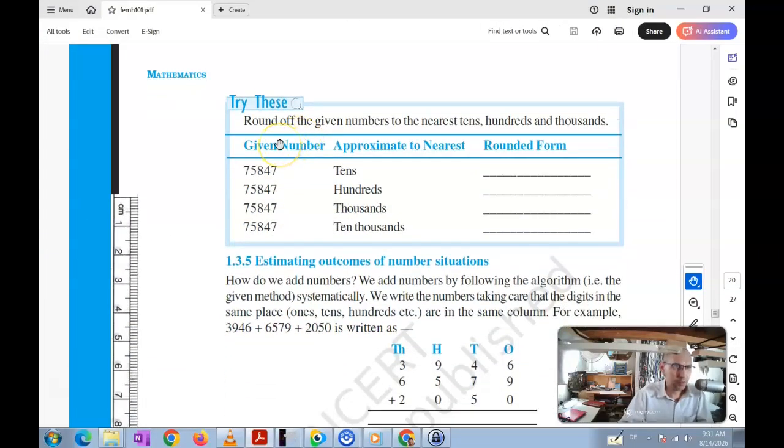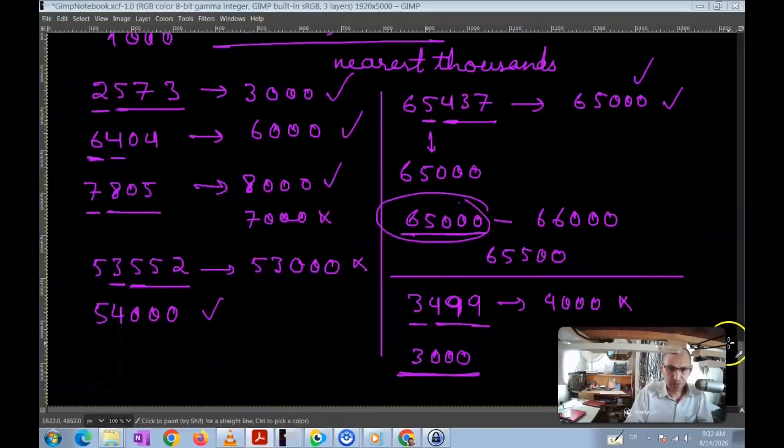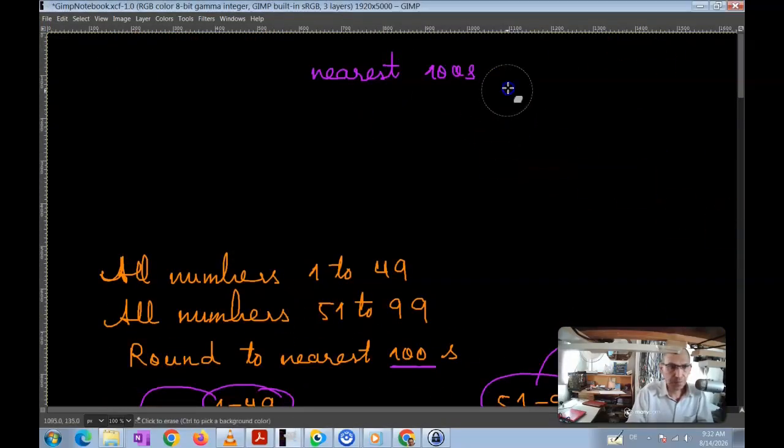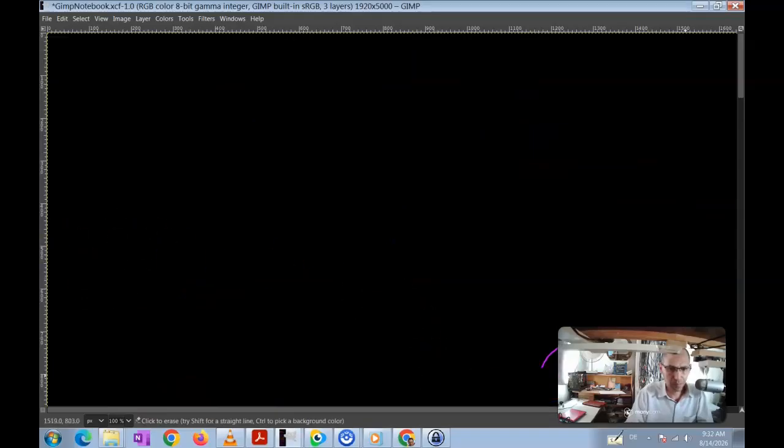Next, we have to round off the given numbers to the nearest tens, hundreds, and thousands. For example, the given numbers are given here, approximate to the nearest tens, hundreds, thousands, and 10,000s, and here is the rounded form. So if I have 75,847, then approximate to the nearest tens, for example.